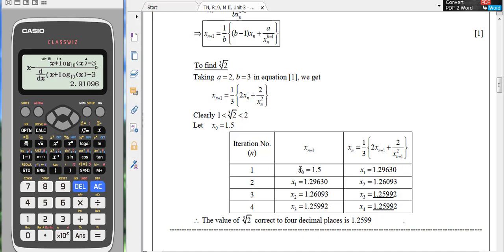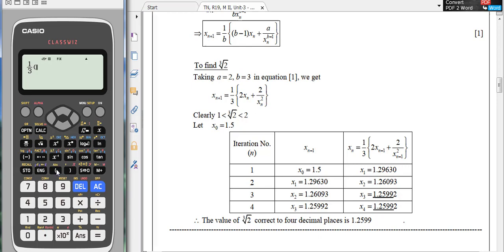n value is 1 and x0 is 1.5 and x1 is using this formula, the formula to be used is 1 by 3 into 2x plus 2 by x square. So which is the formula to be used here.